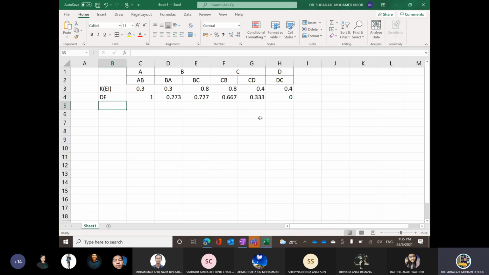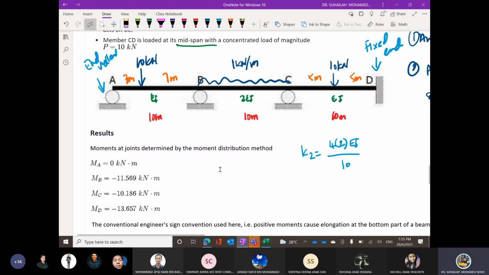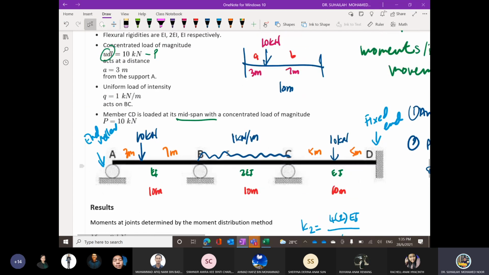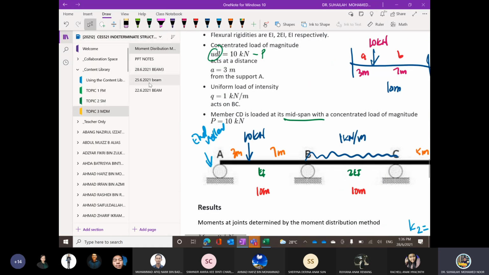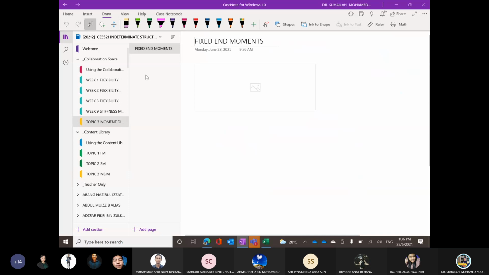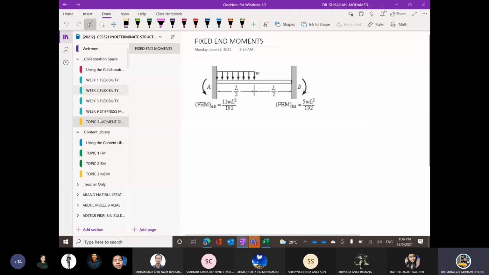Okay, next is fixed end moment. For fixed end moment, actually we can also refer to the textbook. I don't put the formula from the textbook here. Actually, in the textbook, wait, not this one.